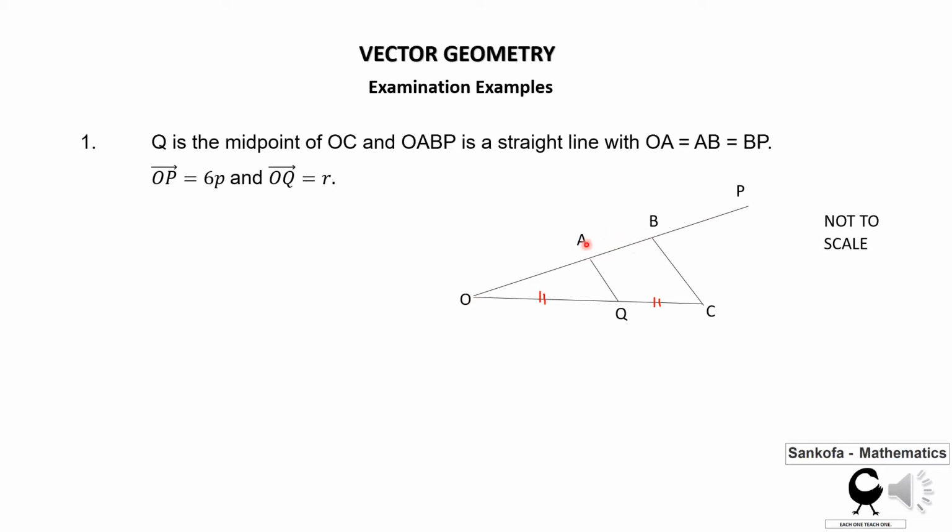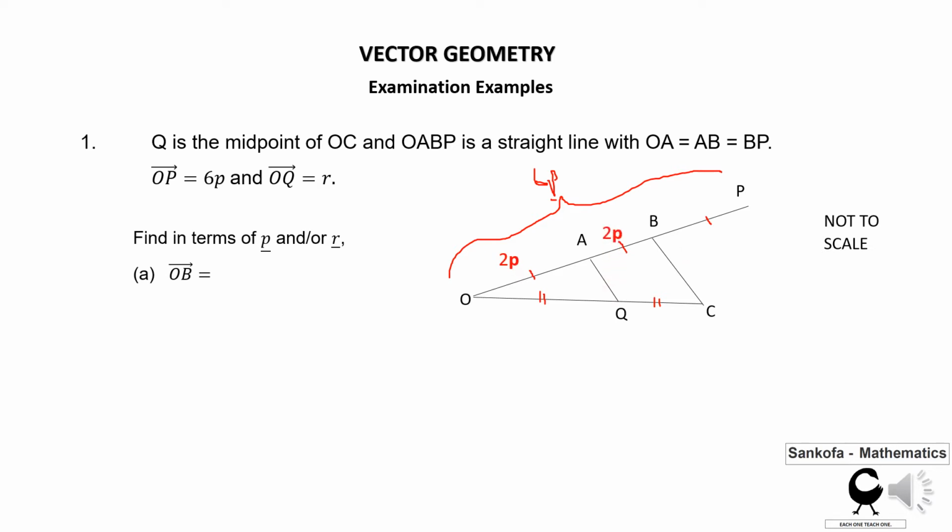But they are also telling us that the whole distance from here all the way up to there is represented by the vector 6p. So that means this one here, this one here, and this one here, if you divide 6 by 3, has to be 2p between OA, 2p between AB, and 2p between BP.